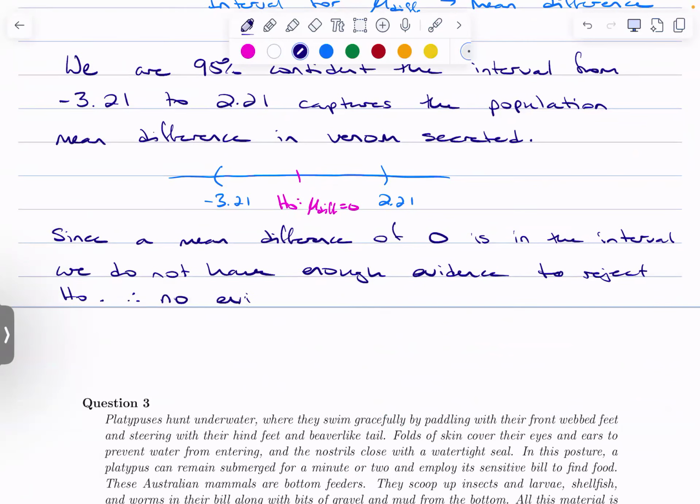No evidence of a significant difference when angry versus scared. I know, cheater version.